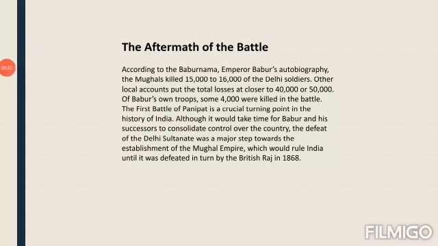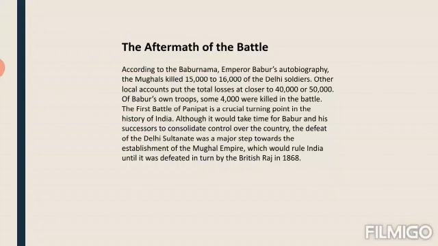The aftermaths of the battle. Aftermath is the result of any battle, which means what happened after the battle, how many casualties there were from both sides or both armies. Let's read this. According to Baburnama, Emperor Babur's autobiography, the Mughals killed 15,000 to 16,000 of the Delhi soldiers. It means he killed this many of the Lodhi's army. He wrote it in his own book, his autobiography.